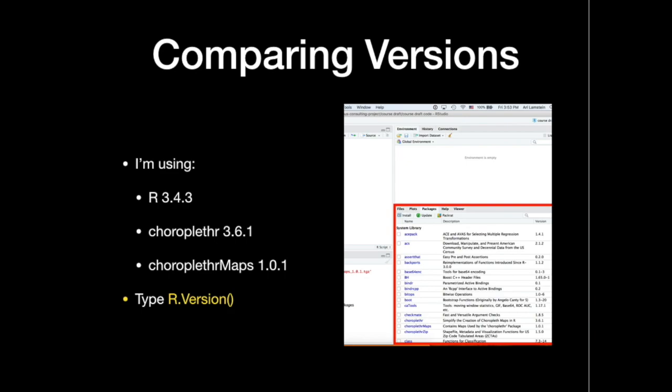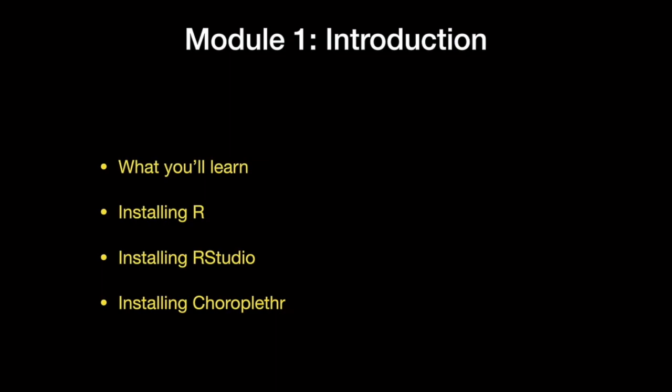This concludes Module 1. The first lesson was what you'll learn, and there I gave the roadmap for the entire course. In the remaining 3 lessons, we installed all of the software that you need to complete all the exercises in the course. And that included installing R, installing R Studio, and finally installing the Choroplethr package.